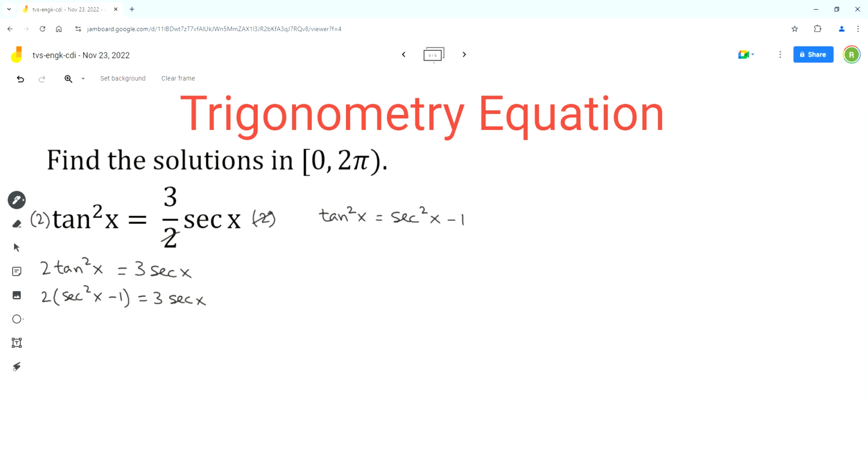Next, we should distribute the 2 into the parentheses. We should multiply both terms by 2. Next, we should set the equation equal to 0. For that, we should move 3 secant x to the left side of the equation, and that will make this term negative.